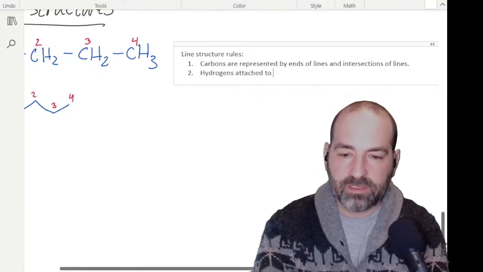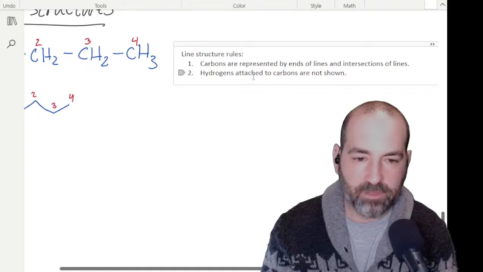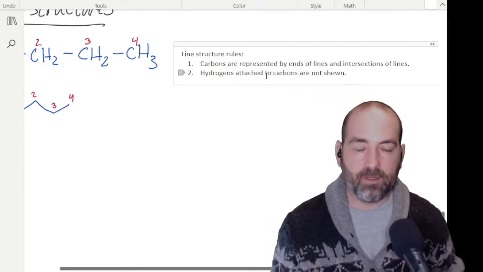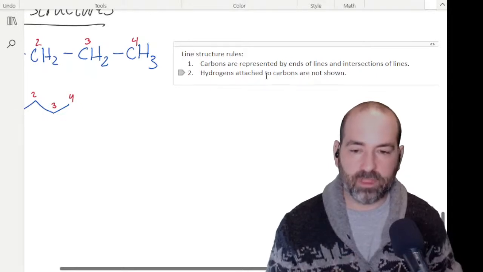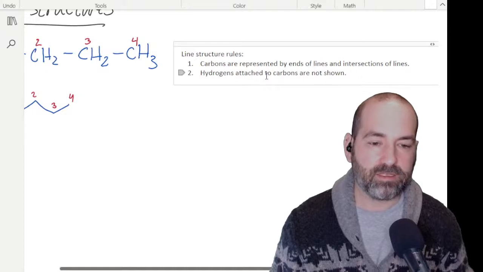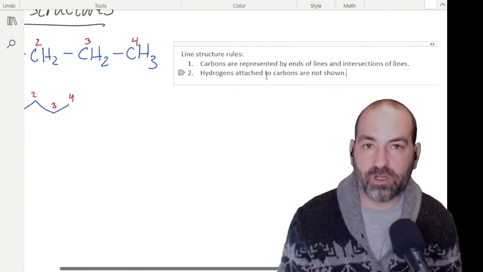2, hydrogens attached to carbons are not shown. And one important part here is this attached to carbons part, because as we'll see in a minute, if we have other atoms like oxygen, those hydrogens are still shown. We don't get rid of those, and that's because those other atoms aren't quite as predictable in their bonding. So we can't say exactly how many hydrogens are there unless they're shown more explicitly.